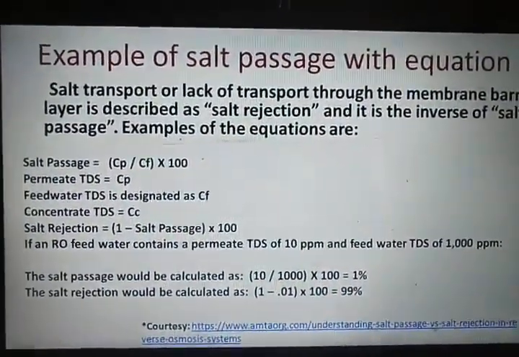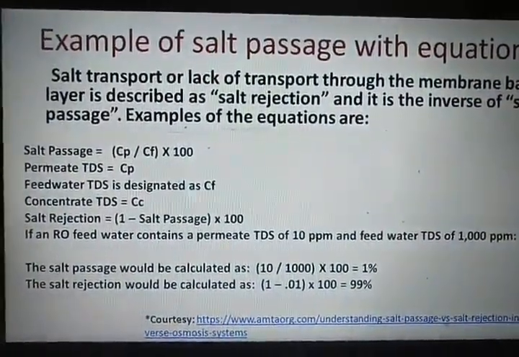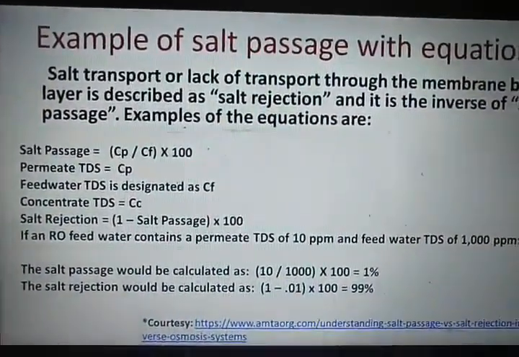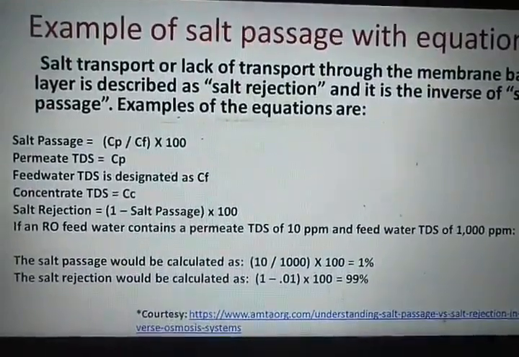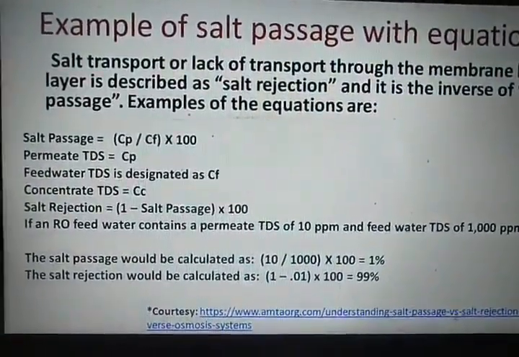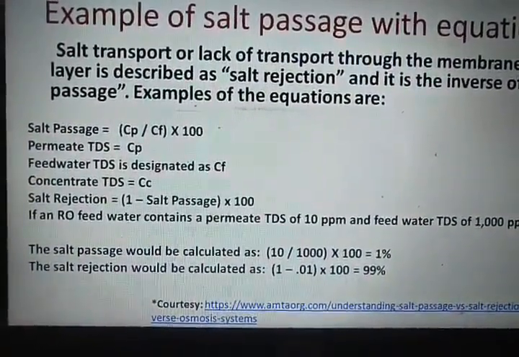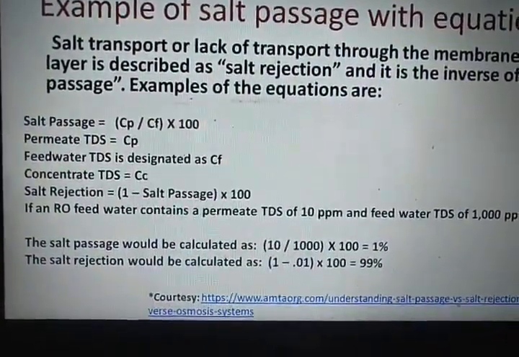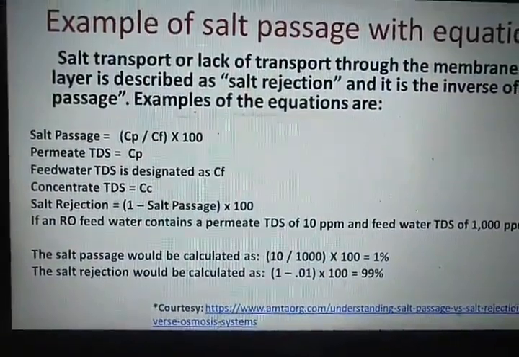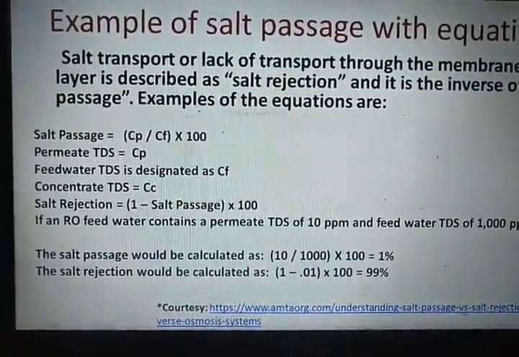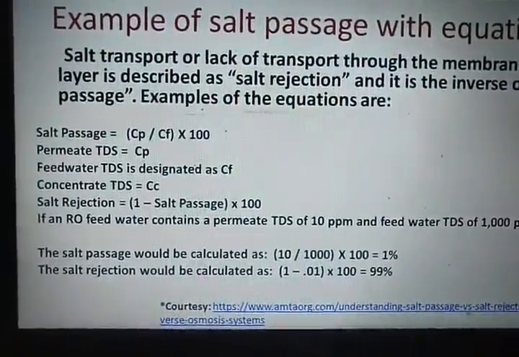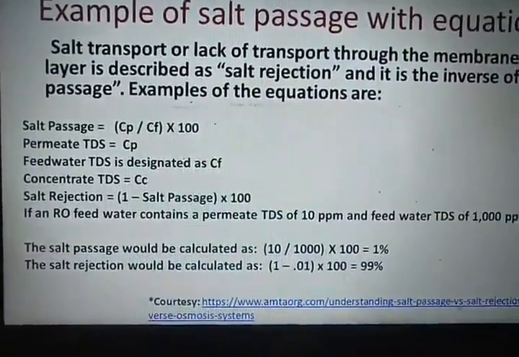Now, an example of salt passage with the equation. Salt passage is given by Cp by Cf into 100. The permeate total dissolved solids is taken as Cp. Feed water concentration is designated as Cf. The concentrate TDS is given by Cc. Salt rejection, like I told you, is given by 1 minus salt passage into 100.